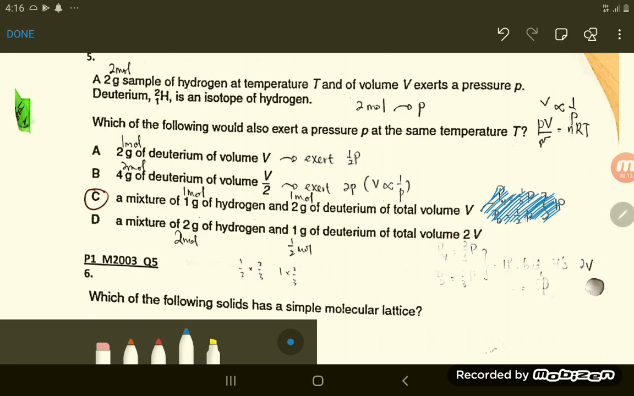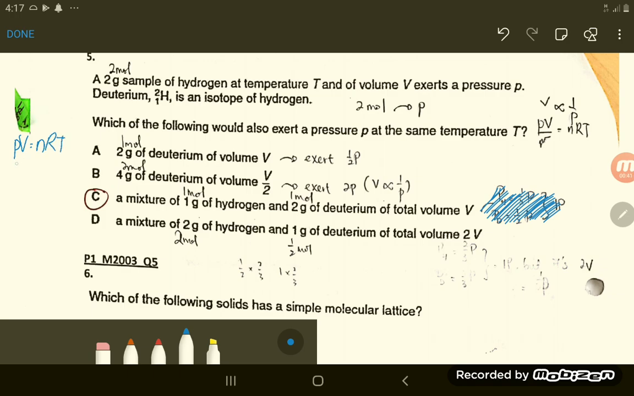A 2-gram sample of hydrogen at temperature T and of volume V exerts a pressure of small p. Deuterium is the isotope of hydrogen. But which of the following also exert the pressure of P at the same temperature of T, big T? Okay, so come back to the relationship of this equation, PV equals nRT.